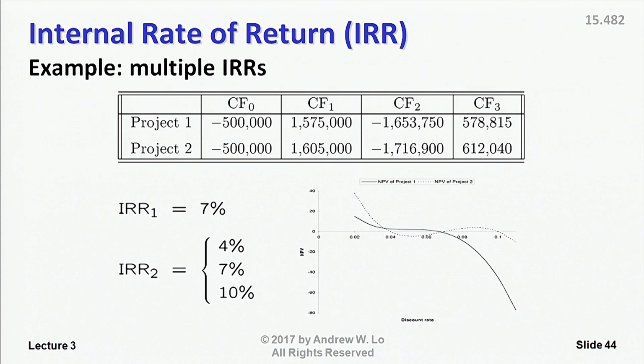And this is a case where you've got multiple IRRs. You've got 4%, 7%, or 10%. Take your pick. Which one would you prefer? You can't just arbitrarily decide on one of these multiple IRRs. It's going to lead to the wrong answer.